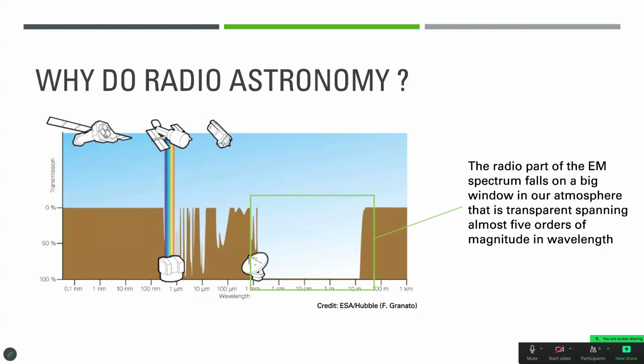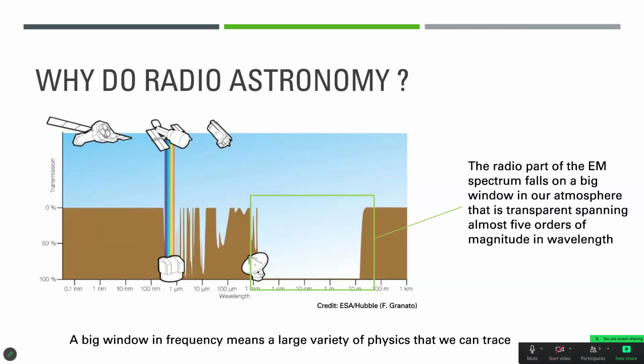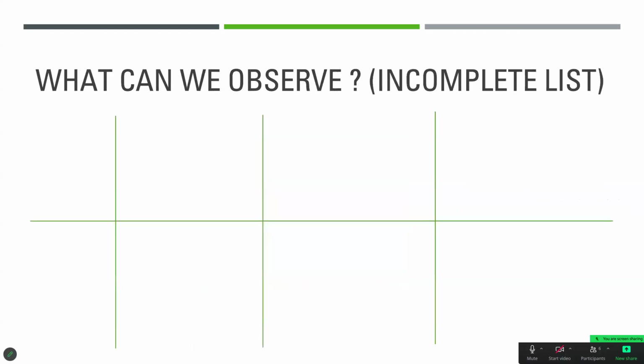The brown here shows you how opaque the atmosphere is at all these wavelengths. And apart from the visible, radio is one of the few windows where we can actually observe light coming from the cosmos. So it's a big window. It spans almost 5 orders of magnitude in wavelength, going from about 10 meters all the way down to a millimeter. And what that means is that there's a wide range of physics that you can study with it. So what can we observe?